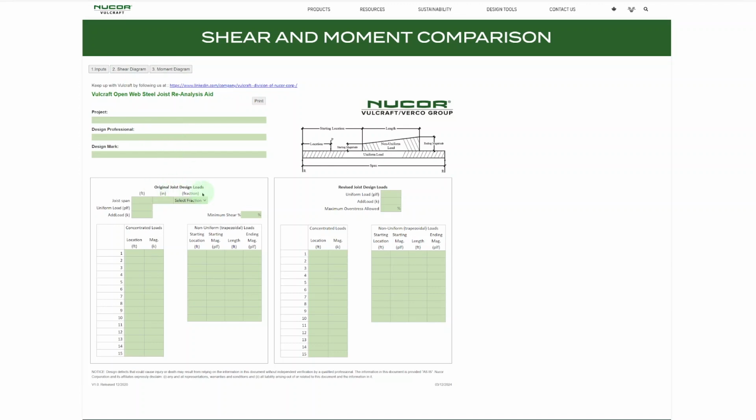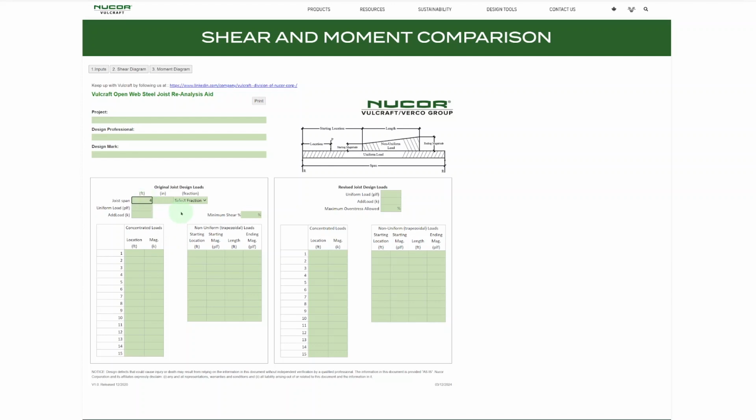And then the big thing here, on the left-hand side, is the original joist design load section. On the right-hand side is the revised joist design load section. That's where we're primarily going to be focused, because that's what's going to generate all of the diagrams and the information later. So let's jump in with a real example.